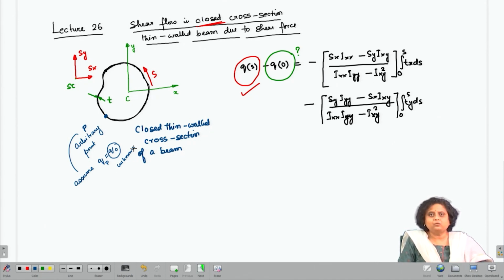Now, all the Qs that we find out will have a factor Q0 there. Now, that Q0 will be unknown and will be hanging there as an unknown, and we have to find out this Q0 later. Now, how do we find out Q0?